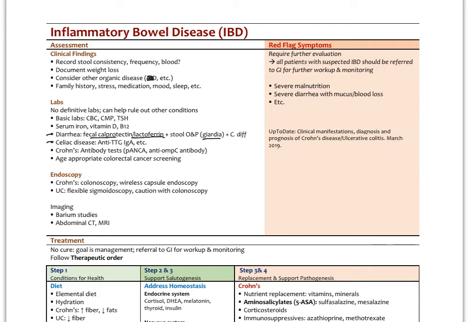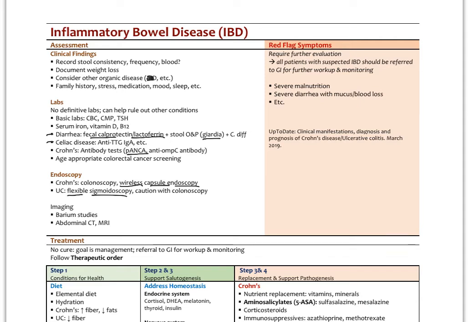In Crohn's, there are some antibody tests which are not commonly used, but they are used, and that is the pANCA and the anti-ASCA antibodies. And these are more specific for Crohn's disease. And then colorectal cancer screening is, of course, important here. With Crohn's, we might do colonoscopy, but here the wireless capsule endoscopy might tell us more about the small intestine. And then for ulcerative colitis, usually this starts with a flexible sigmoidoscopy.